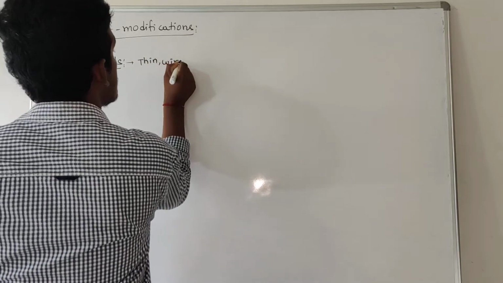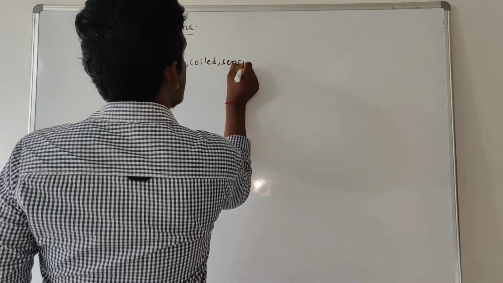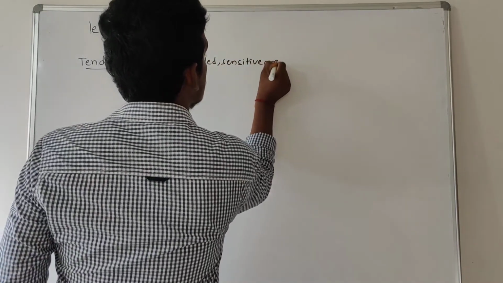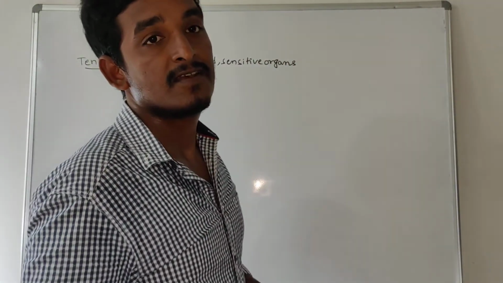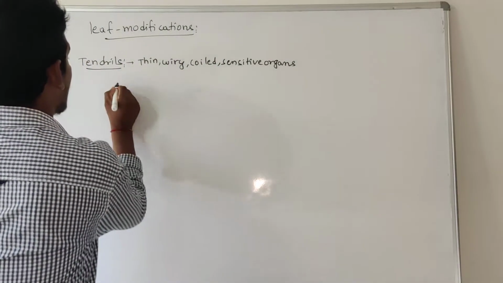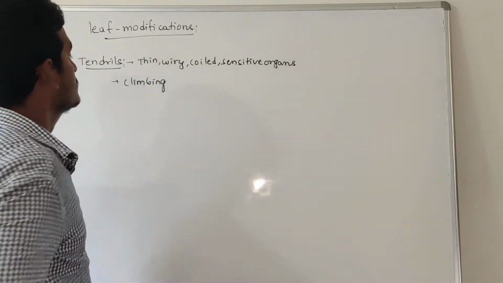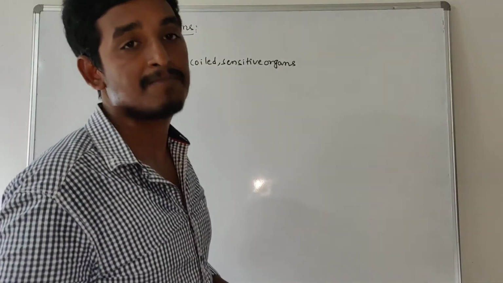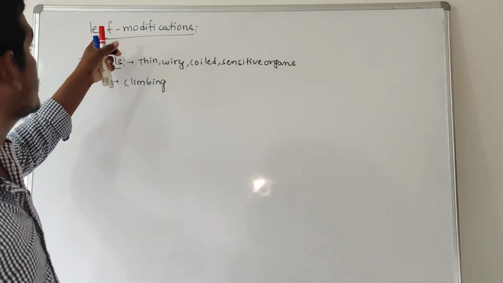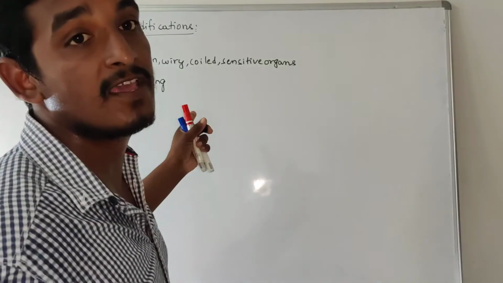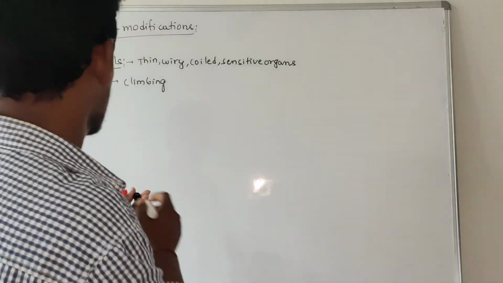So what are tendrils? Those are thin, wiry, coiled, sensitive organs. What is the function of tendrils? It mainly helps in the climbing purpose. In leaf modifications, the entire leaf may be modified, or some portion of the leaf may be modified into a tendril. So what are those portions?